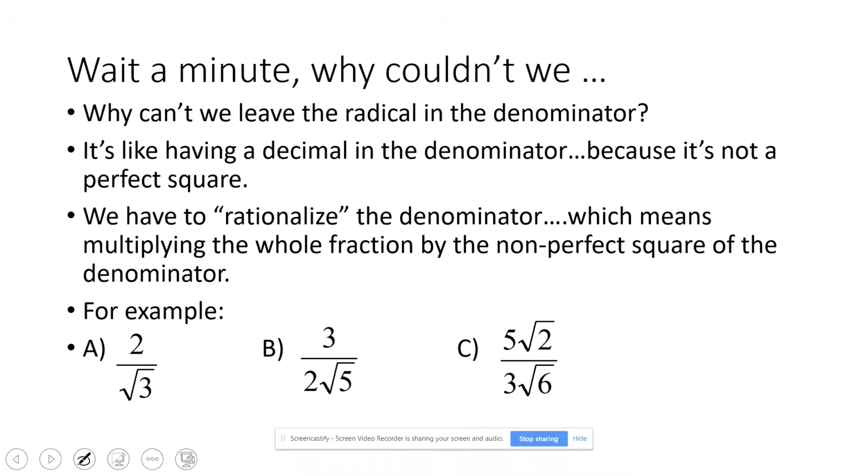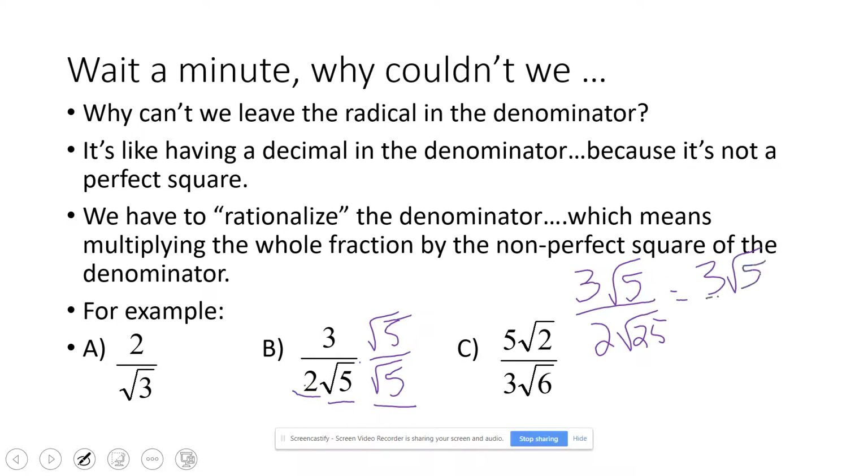Example B. I'm okay with the 2, but I'm not okay with the radical 5 because, again, I don't know how to make radical 5 pieces. So we're going to multiply the top and the bottom by radical 5. On the top, 3 times radical 5 is 3 radical 5. On the bottom, we keep the 2. Radical 5 times radical 5 is radical 25. Oh, well, I know the square root of 25 is 5.